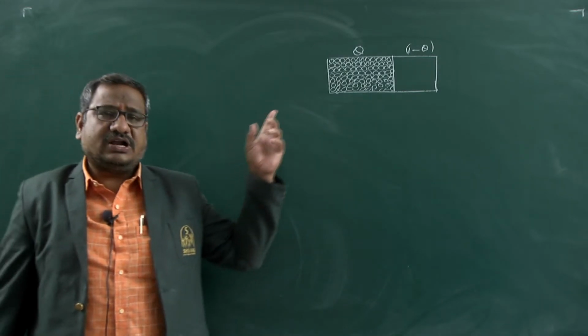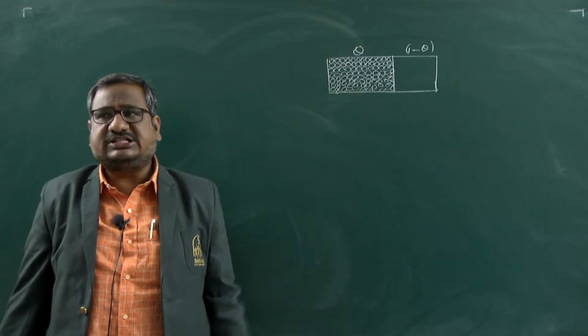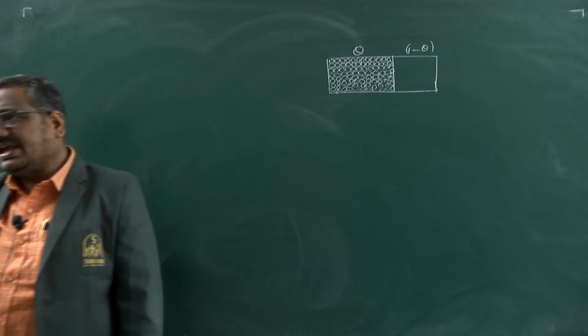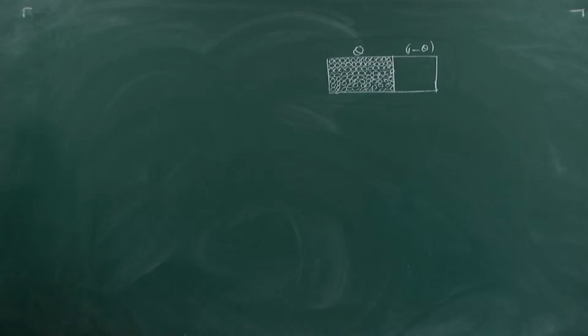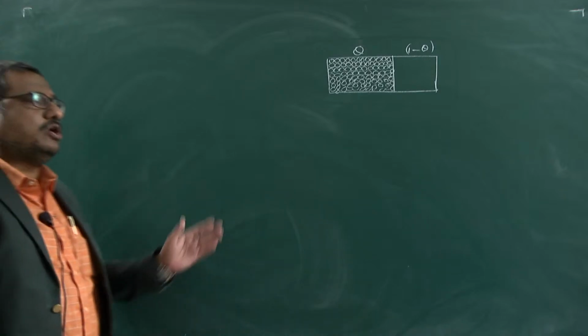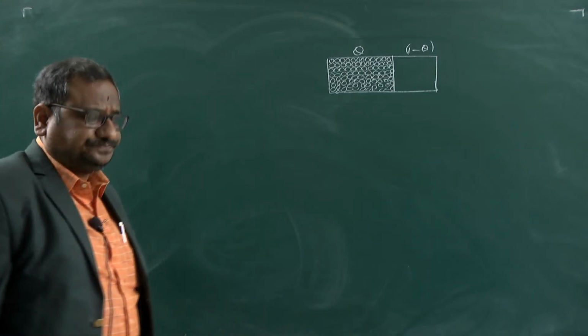So like that, what we have to represent is the solid surface. On the solid surface, the covered area is represented as theta, and the uncovered area we represent as 1 minus theta. Each site has a single molecule. In adsorption consideration, adsorption is an equilibrium process. Equilibrium process means one molecule is continuously forming.